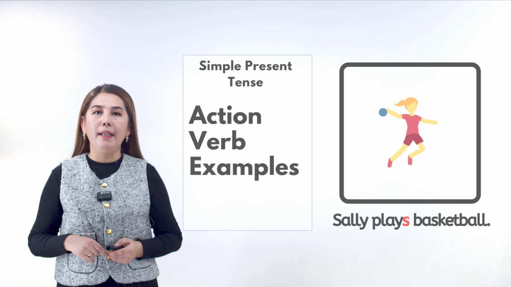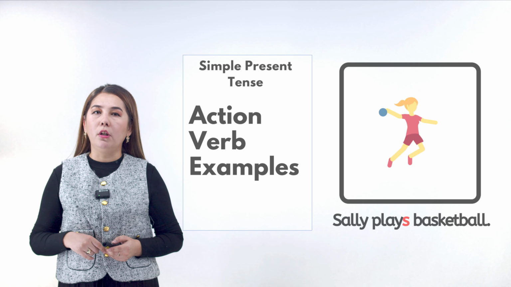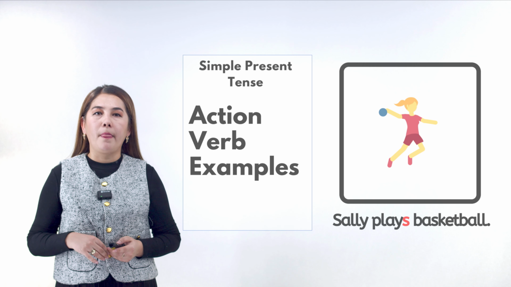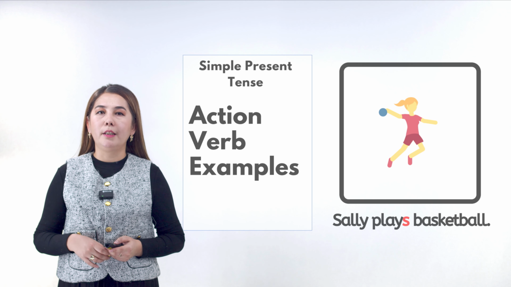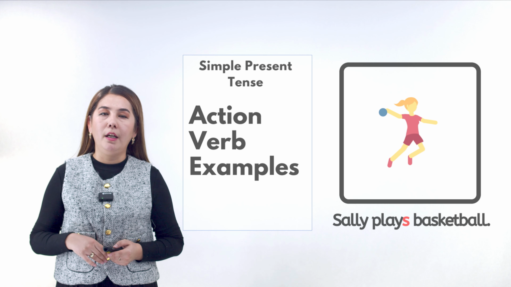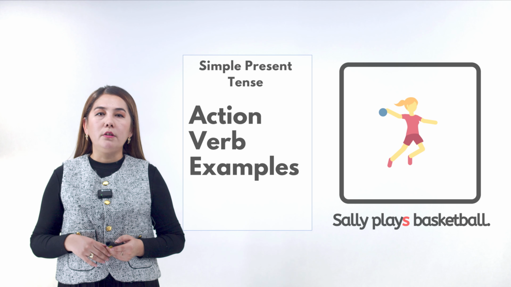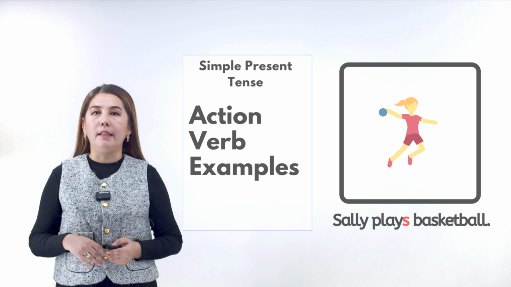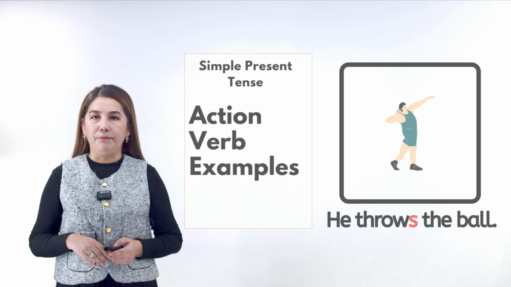But in the word play, you know, play also ends with the letter y. But we don't have to remove y in that word because a vowel comes before y. So we don't have to remove the letter y. Sally plays basketball. But in the word fly, before y comes a consonant letter, not a vowel. So we have to remove the letter y. Sally plays basketball.